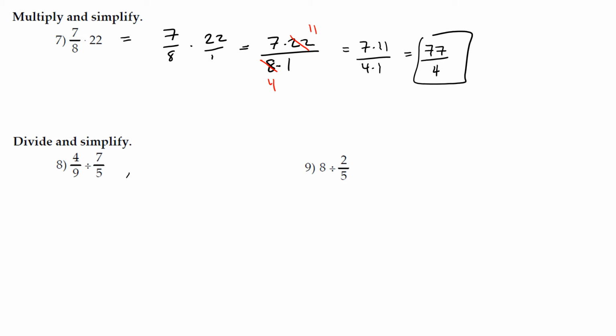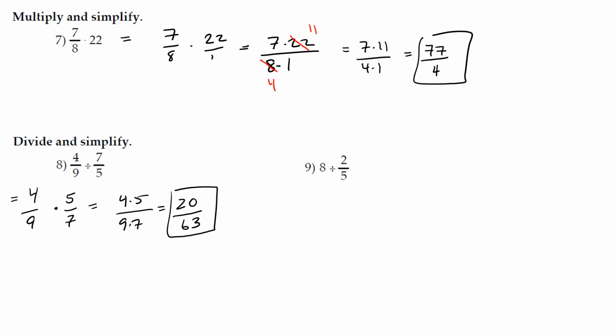Alright, when we divide fractions, it's the same as multiplying, right? But what we need to do is flip the second fraction first, and then we multiply. So this is going to be equal to 4 over 9 times 5 over 7, which will be 4 times 5 over 9 times 7. I'm not seeing any common factors there, so that's just going to be 20 over 63.